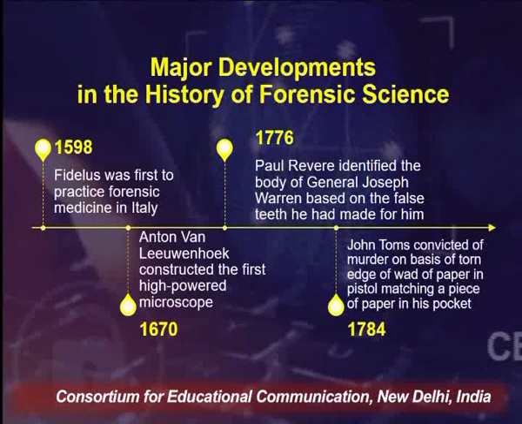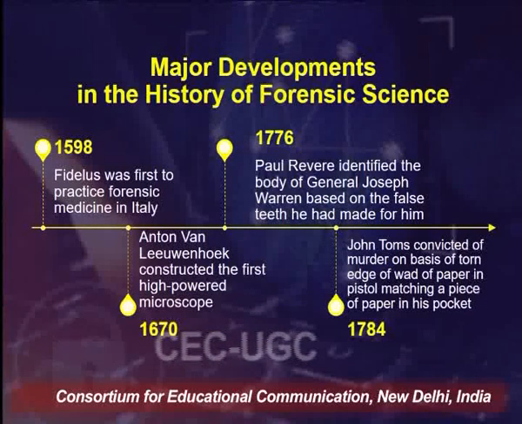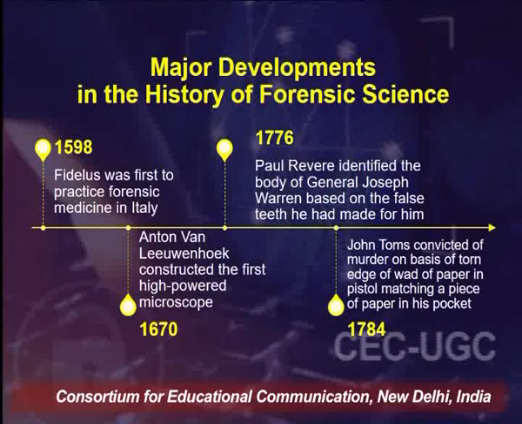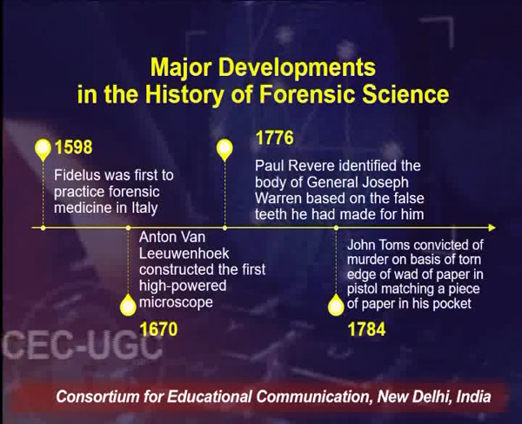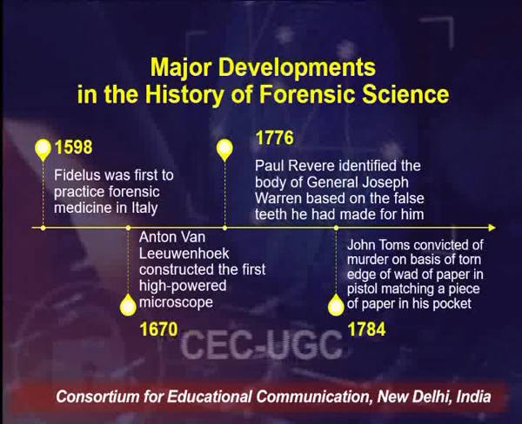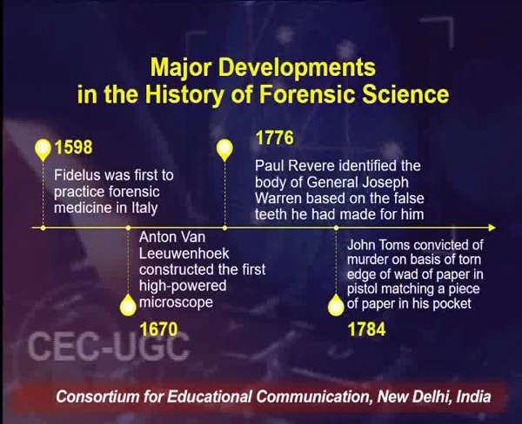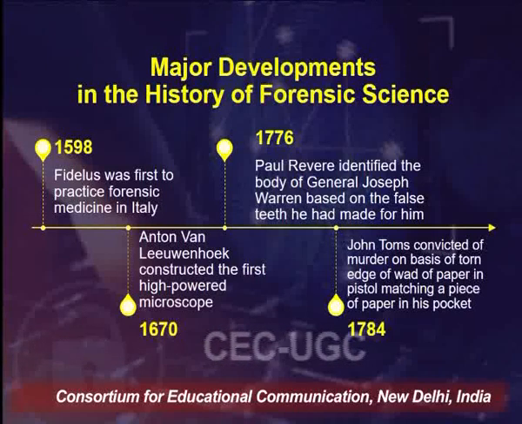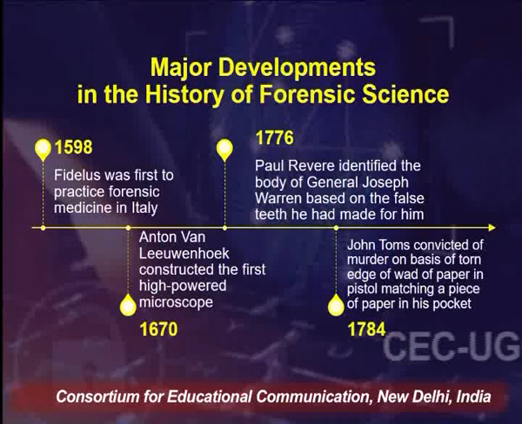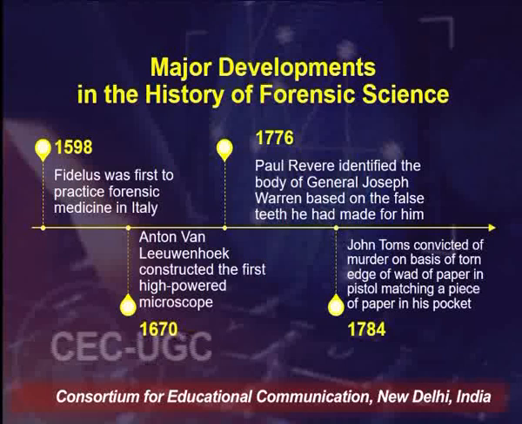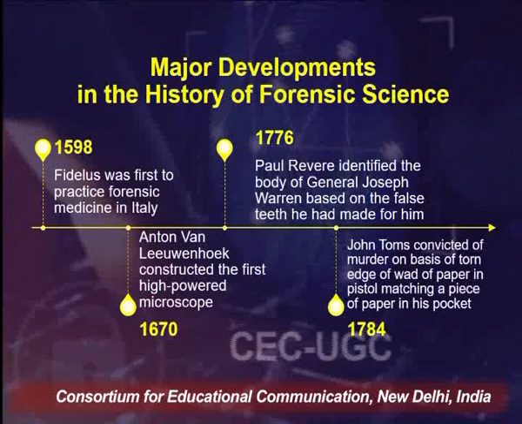In 1670, there was a major breakthrough. Anton van Leeuwenhoek constructed the first high-powered microscope, and this microscope is further used not only in forensic science but in all other applied sciences. With this microscope, there are certain microscopic tests we conduct, and that gives us conclusive results about various biological fluids and their examination. In 1776, Paul Revere identified the body of General Joseph Warren based on the false teeth he had made for him. That is a classical case of forensic odontology, where a person was identified on the basis of false teeth.